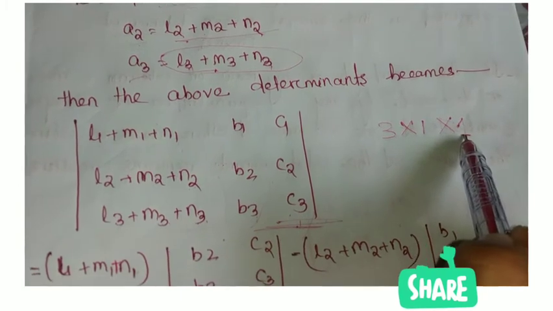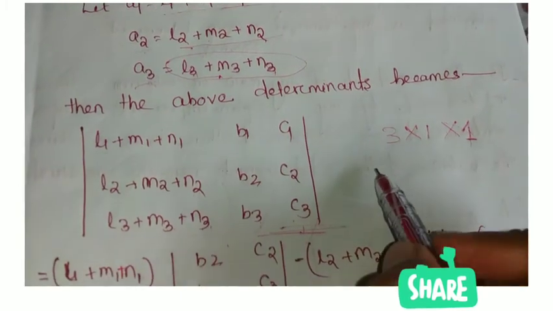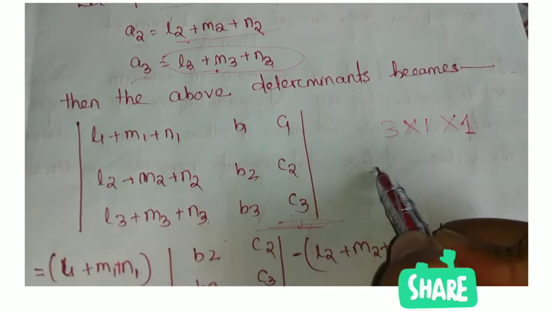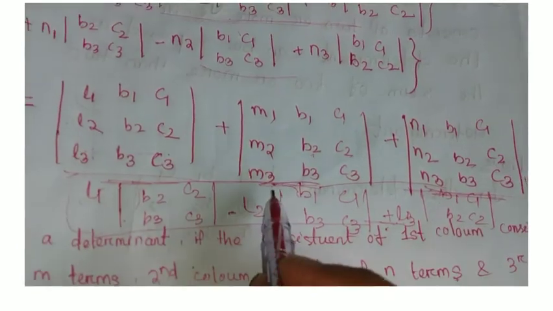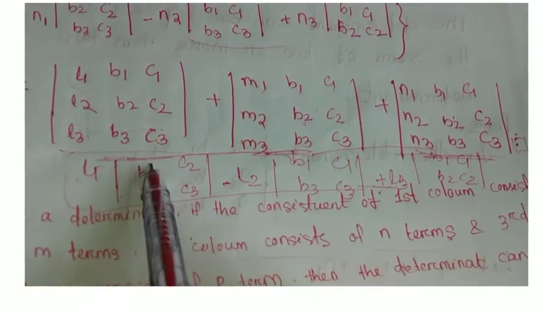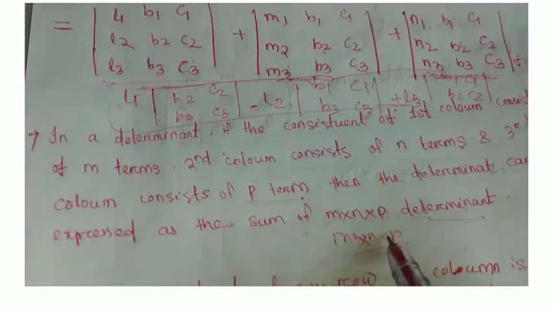Then we get 3 into 1 into 1, that means 3 determinants. So this is a note for MCQ. You remember this formula.